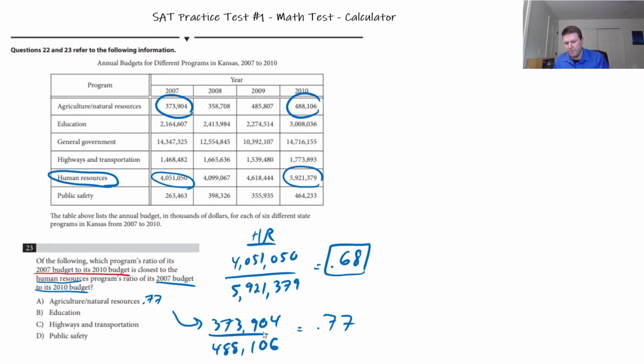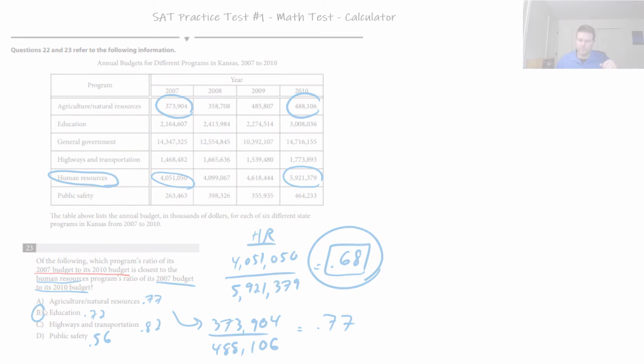So this is how you build each one of these, but for the sake of time, I'm just going to give you the decimals that you would get. Education ends up being 0.72. Highways and transportation is 0.82. And then for public safety, 0.56. So as you can see, agriculture, natural resources, and education were pretty close, so you don't want to round too much or chop off too many digits when you're calculating these ratios. But the closest one to 0.68 ends up being education at 0.72.